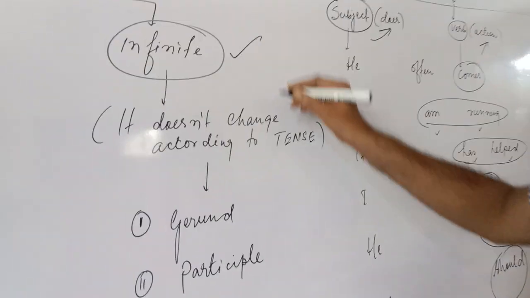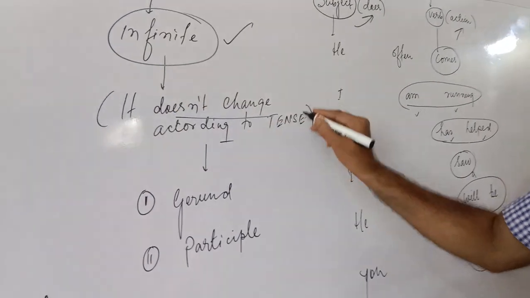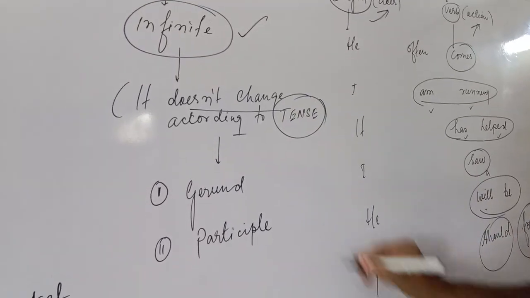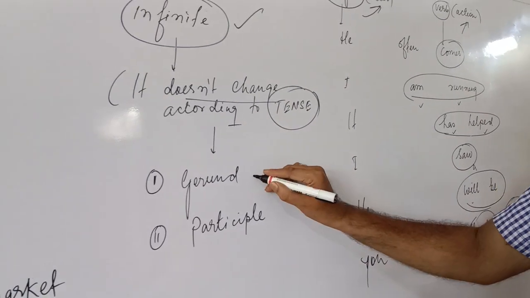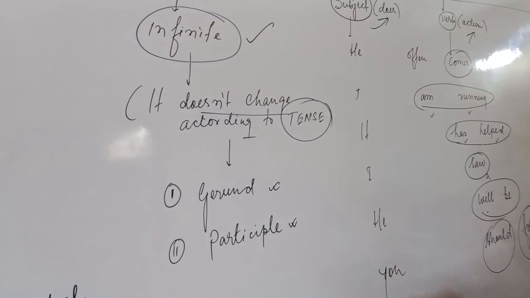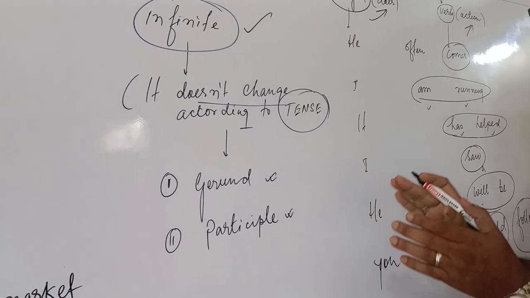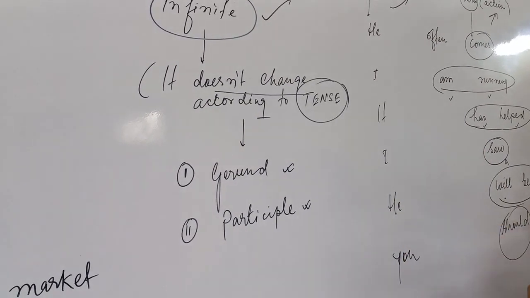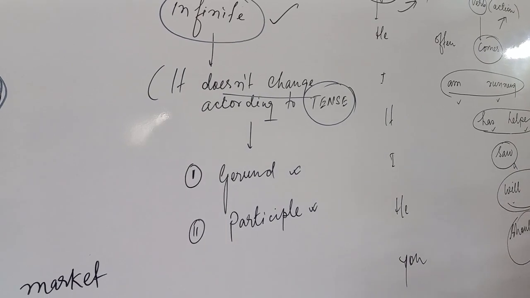While an infinite verb doesn't change according to tense, according to period of time. These are of two types, gerund and participle. Let me explain how to use the finite verb.